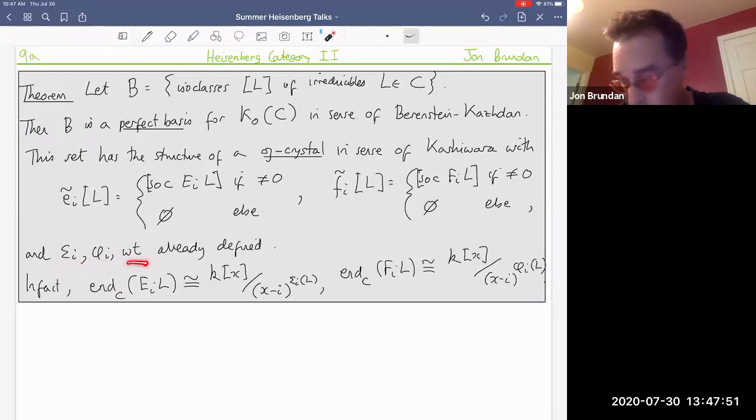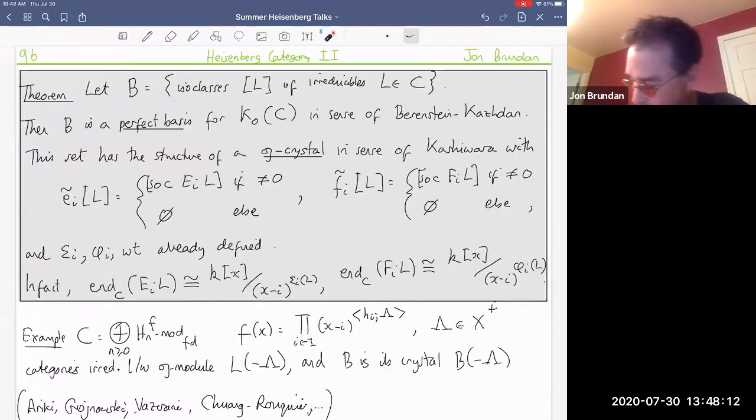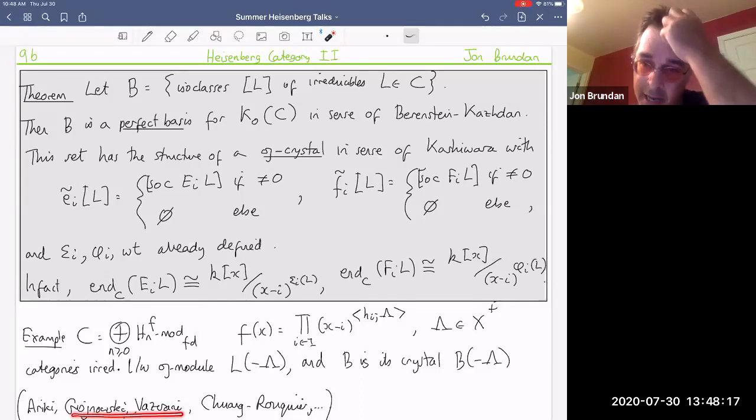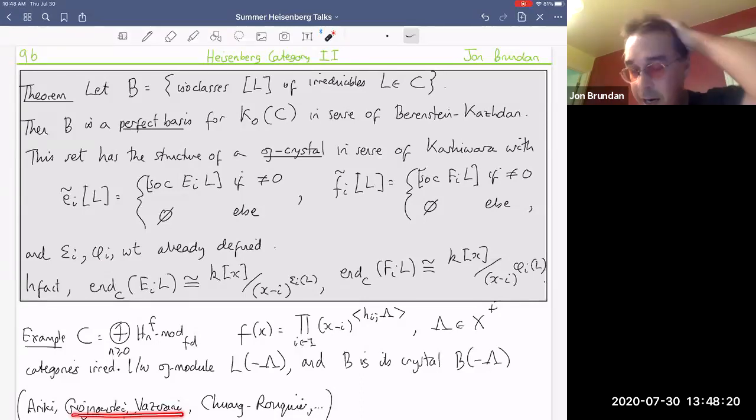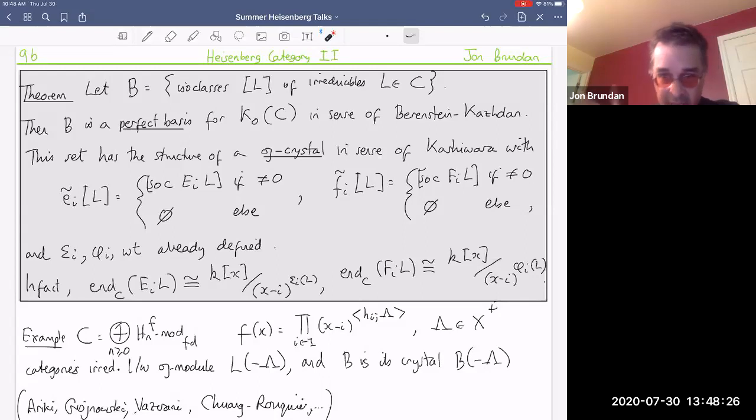And the weight function, well, I defined that. In fact, in this total generality, the endomorphism algebra of EIL is always just a truncated polynomial algebra, and these epsilon i's are just what you're truncating by there. And similarly for these f's. So this theorem, I think it really started with Grojnowski and Vazirani in like 1998, 99, and then Chuang and Rouquier axiomatized it a little bit. But to me, this Heisenberg setting is really the perfect setting for a lot of this setup.